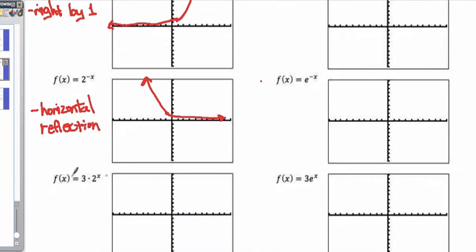Okay, I'm going to leave this last one for you. You're going to have to remember what transformation occurs. If I'm multiplying by something out front, what transformation is occurring there? I'm not multiplying x, but I'm multiplying the whole function. I'll give you a hint that it is going to be something vertical, and now you have to think about what's happening there.